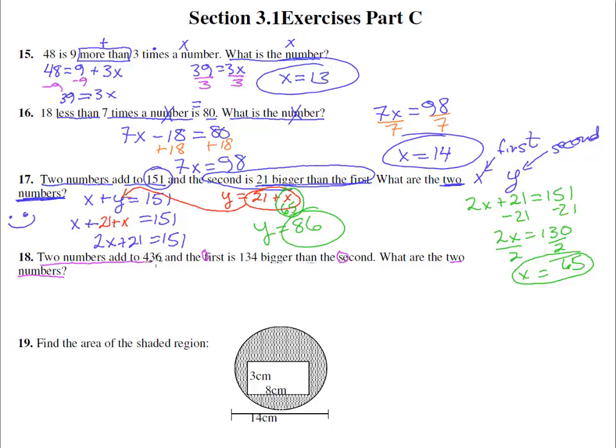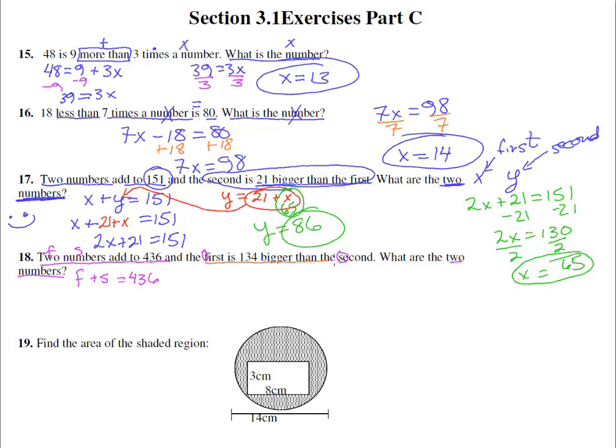Two numbers add to 436. So the two numbers are f and s, and it says they add to 436. So that gives us this equation: f plus s equals 436. This equation by itself isn't enough. We can't solve it for f and s. We need to know something about one or the other of them. Let's see what it tells us.